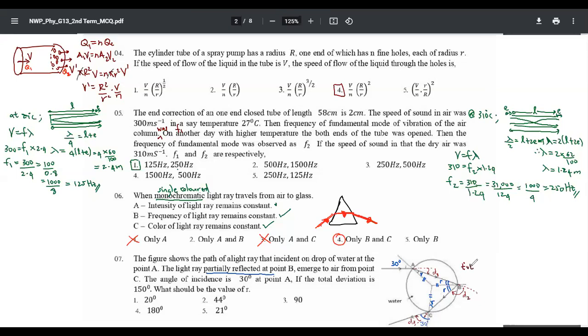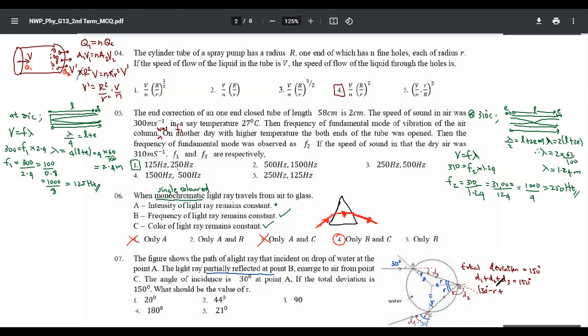So the total deviation is equal to 150. And total deviation is in fact D1 plus D2 plus D3 equal to 150. What is D1, people? D1 is 30 minus R, right? Angle of incidence minus angle of refraction, 30 minus R. Plus what is D2, guys? What is D2? Anyone? This is the critical one. What is the deviation at B? That will be 180 minus 2R.